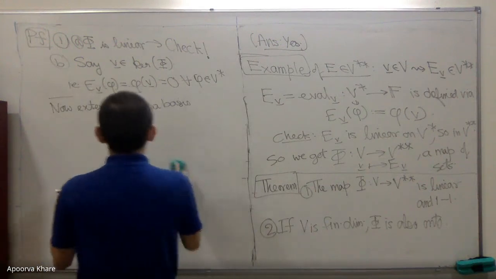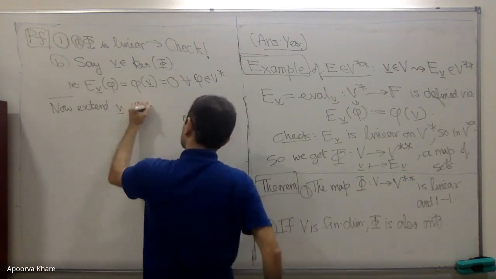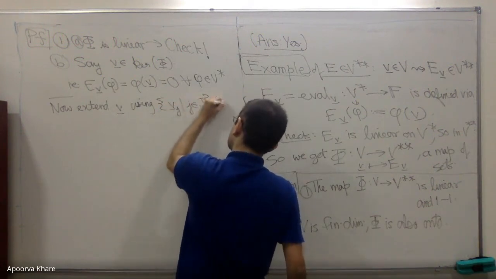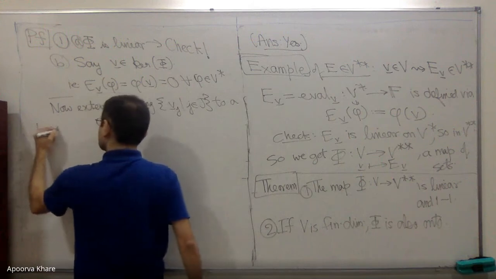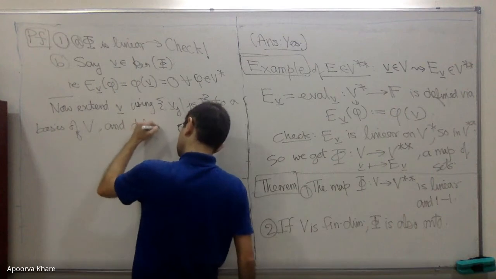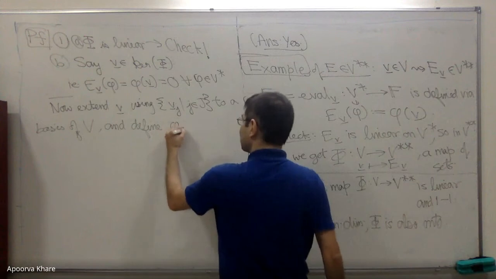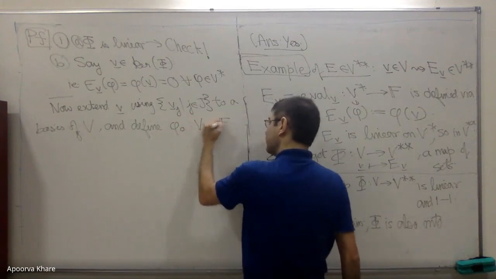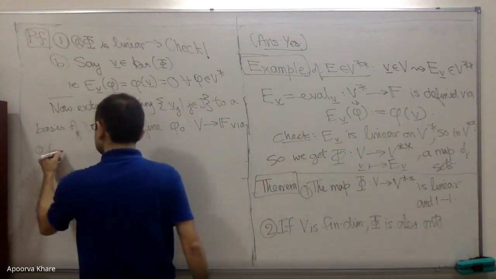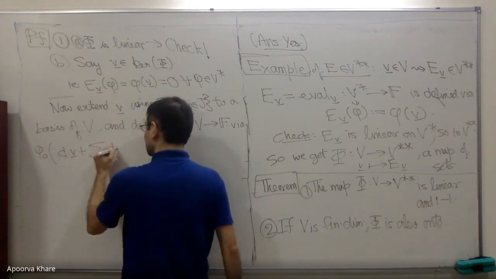How do I say this? Extend v using b_j, j in J, to a basis of V. And I'm going to define a function phi naught from V to F via phi naught of, let's say, c times v plus summation b_j times v_j.